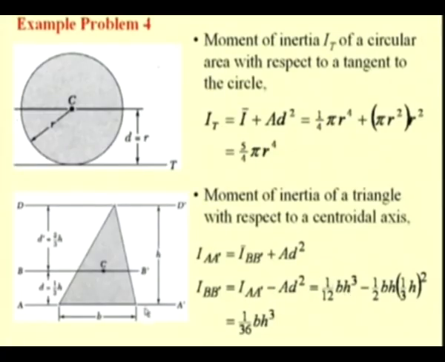So, now we can use this to determine the second moment with respect to the centroidal axis, and knowing that this d is 1/3 of h, we can determine the second moment as 1/36 b h cube with respect to the centroidal axis. So, these examples illustrate how we can use the parallel axis theorem to determine the second moments.